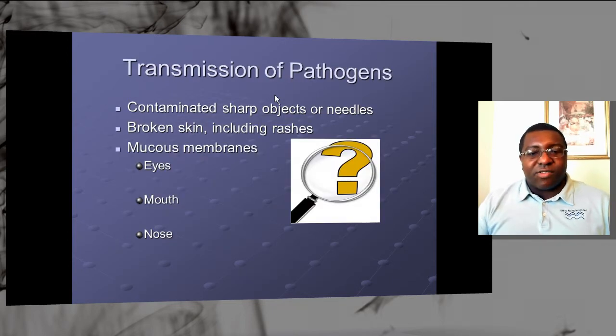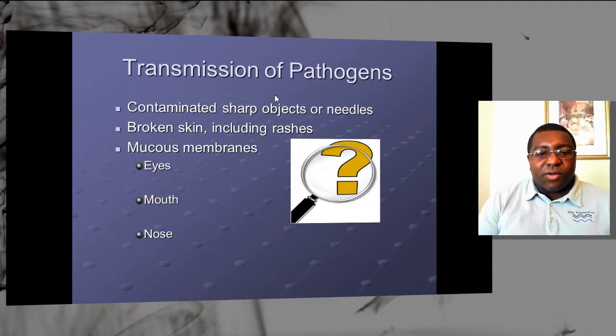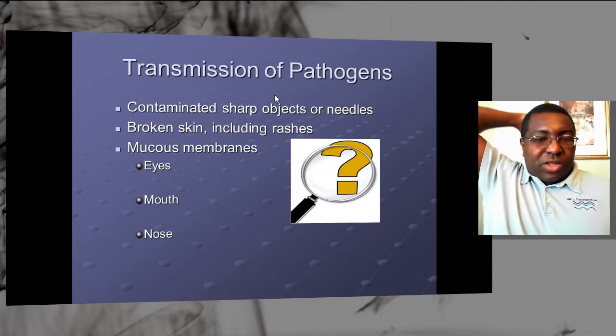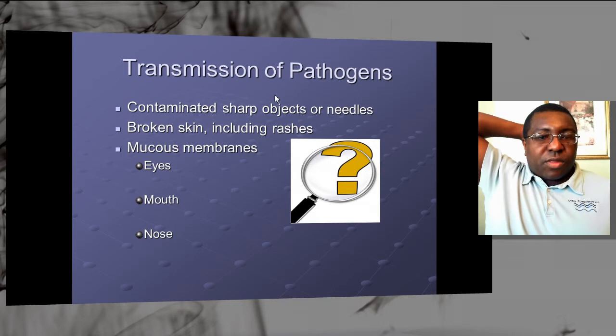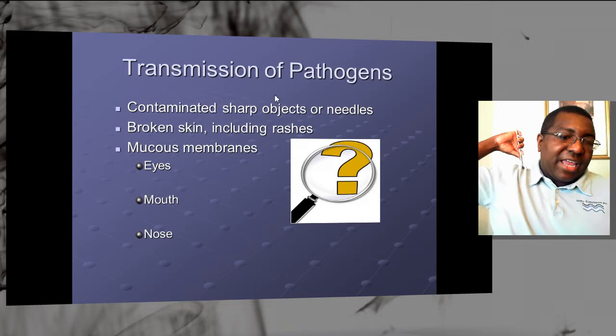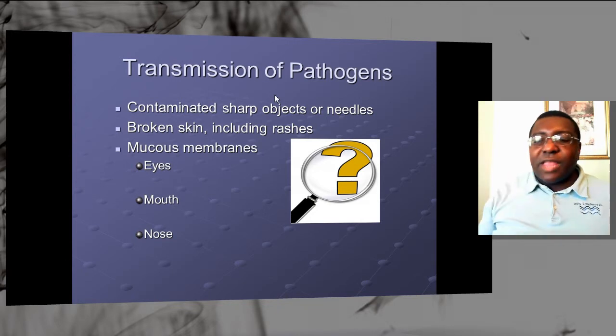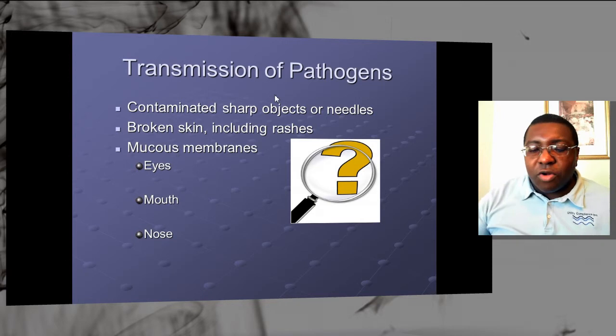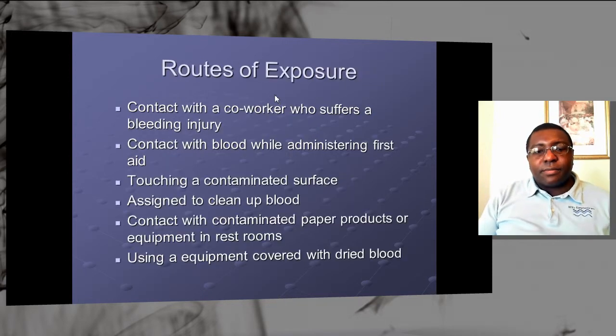How do those pathogens transfer, your modes of entry? And here it is: contaminated sharp objects or needles, broken skin including rashes, your mucous membranes, eyes, mouth, nose. Those are the types of membranes that are a mode of entry into your body.